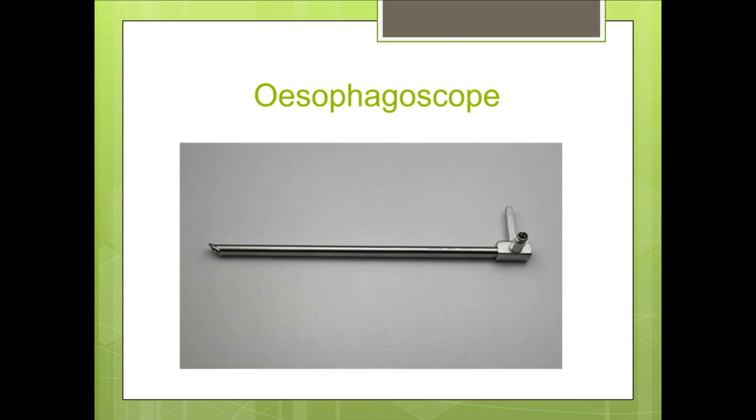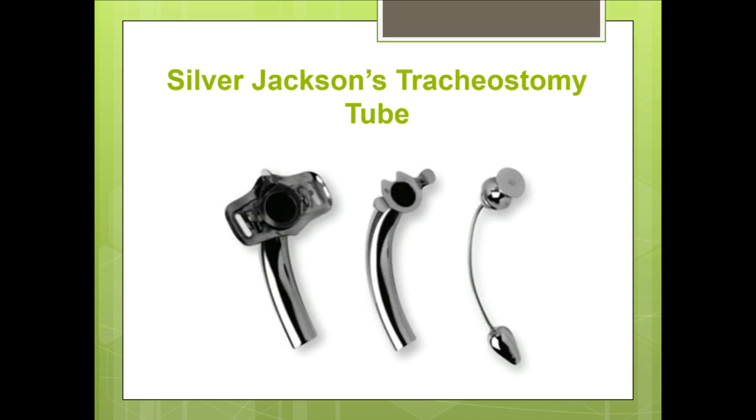Flexible esophagoscopy is usually done using local anesthetic. This is the tracheostomy tube, Silver-Jackson's tracheostomy tube. It has three parts: the obturator or guide wire, the inner tube, and the outer tube. The inner tube is always longer than the outer tube, so that the secretions collect into the inner tube.